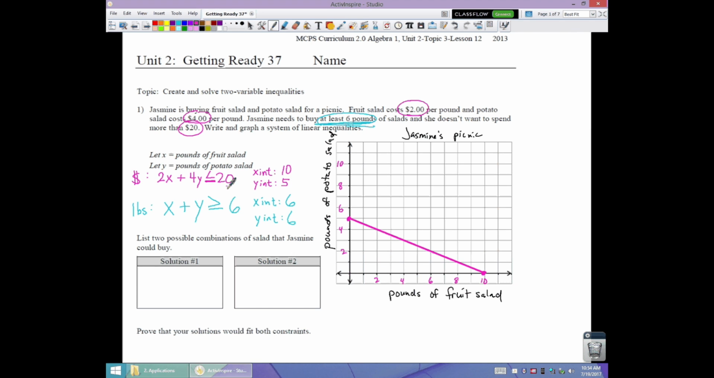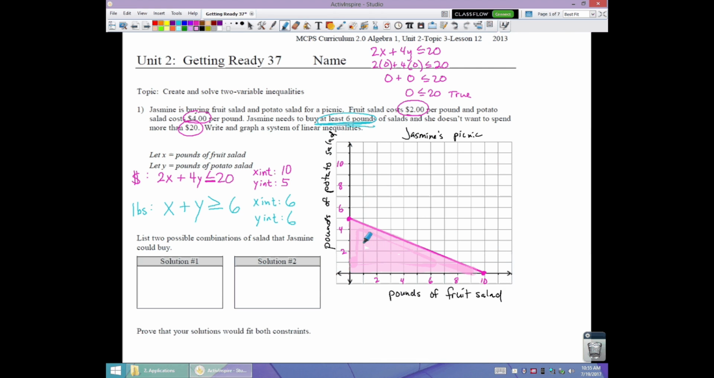0, 0 is so easy to plug in. So what I'm going to do is take this 2x plus 4y less than or equal to 20, and I'm going to substitute 0 for x and 0 for y to see if that point works. Well, 2 times 0 is 0. 4 times 0 is 0. So I end up with 0 less than or equal to 20. Well, sure, that's true. So what that tells me, since this point down here, 0, 0 worked, it needs to be shaded. Therefore, everything on that lower side of the line, everything underneath the pink line should be shaded.